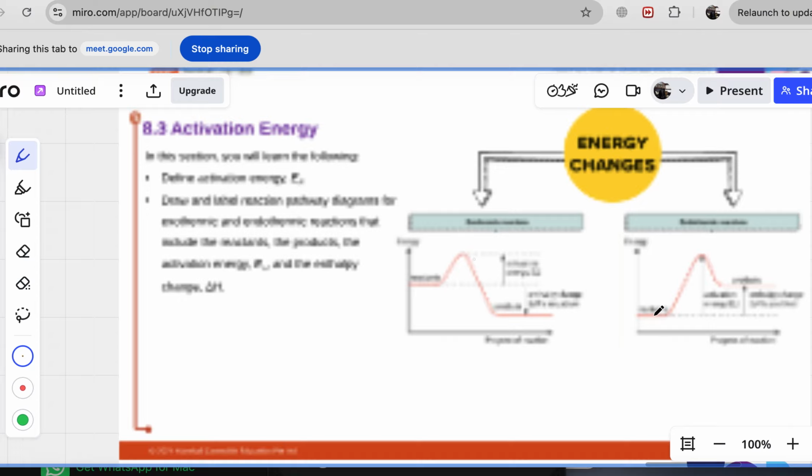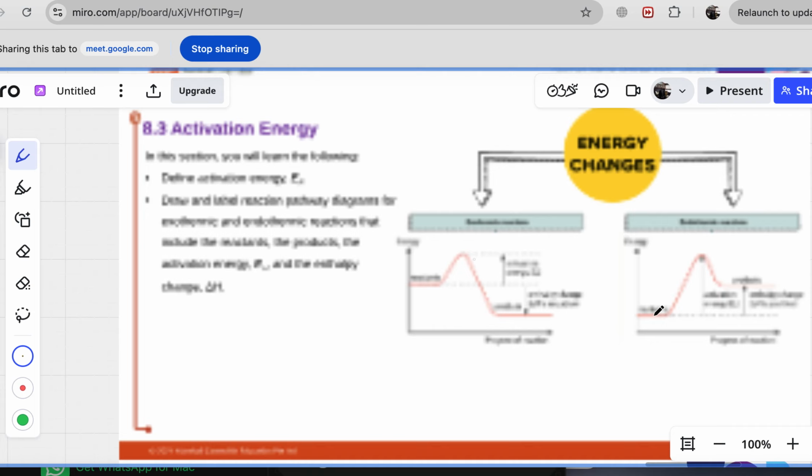Activation energy. First of all, let's define activation energy. What is activation energy in an energy change? Activation energy is the minimum energy that colliding particles must have in order to react. For example, if you want to jump a certain height, or you want to kick a ball to pass through this height, the minimum energy needed for this ball to jump up and roll over this height is the activation energy, the minimum one. We are not saying the maximum, the minimum one.